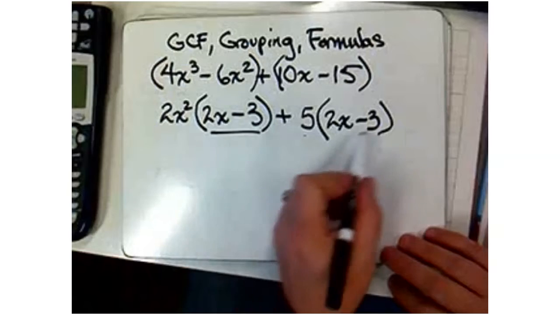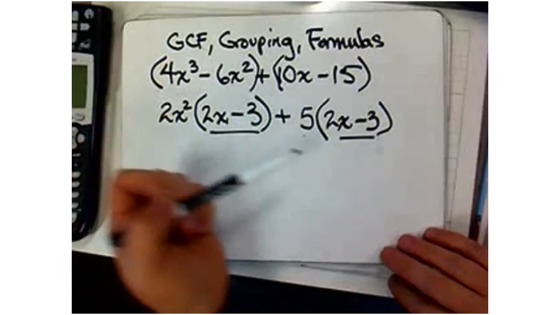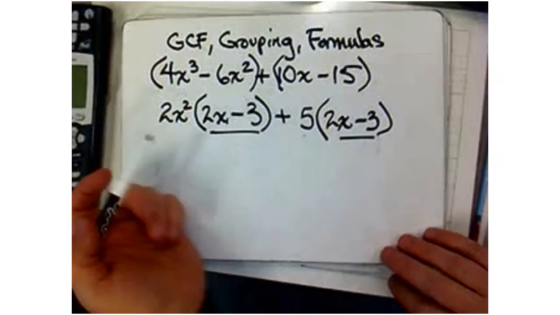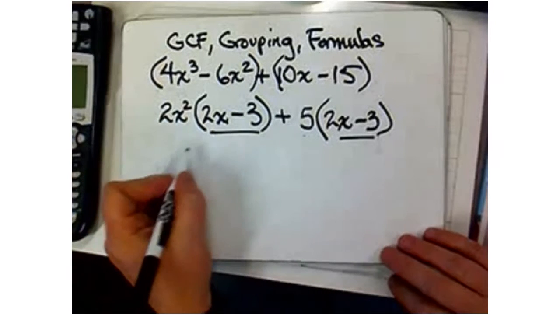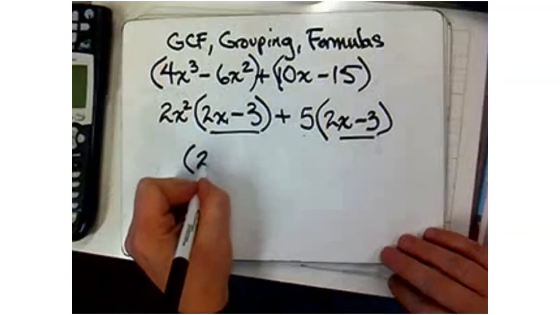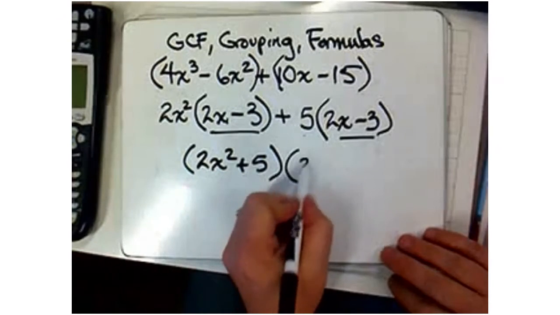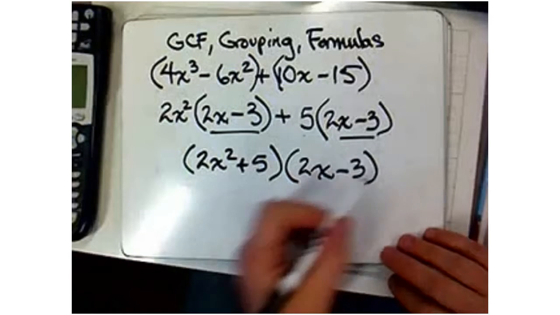So notice that the common factor is 2x minus 3, 2x minus 3. So we get to pull that out, and we pull out our coefficients and create a group for that. So we have open paren, 2x squared plus 5, close paren, open paren, 2x minus 3, close paren.